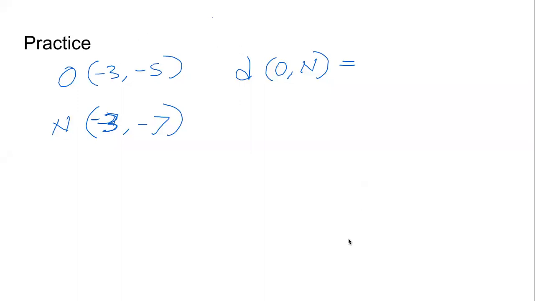First thing that we should notice is in the points O and N, the x coordinates are the same. Whenever that happens, and the y coordinates are not 0, that means O and N are on a line which is parallel to the y-axis. All we have to do is take the bigger y coordinate, which is -5, and subtract the smaller y coordinate, which is -7. -5 plus 7 equals 2. So the distance between these 2 points O and N will be 2.